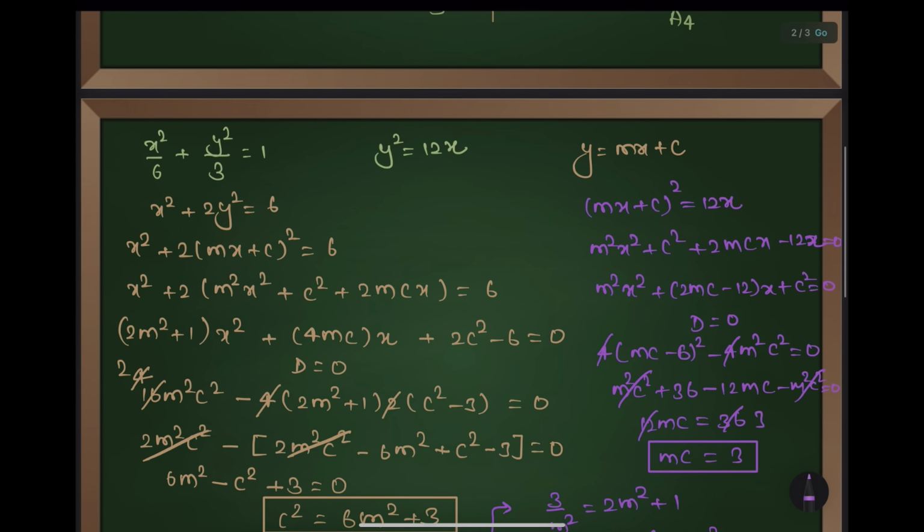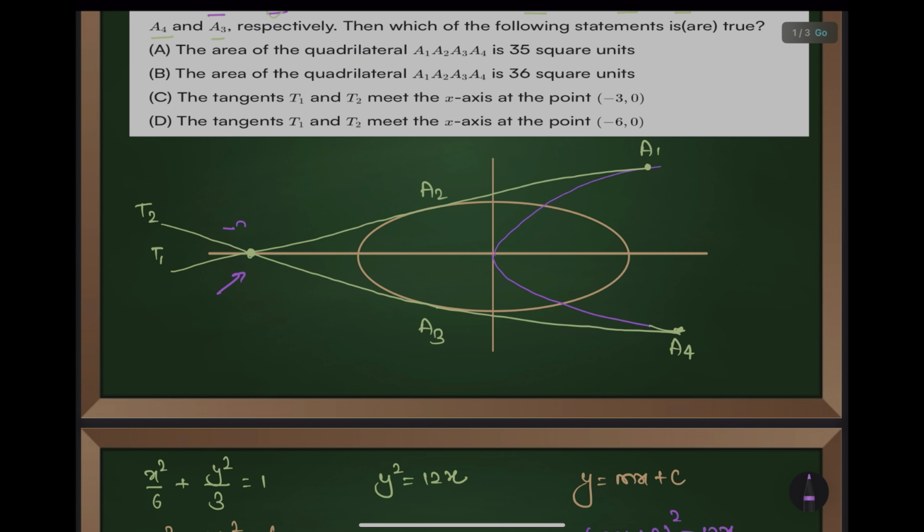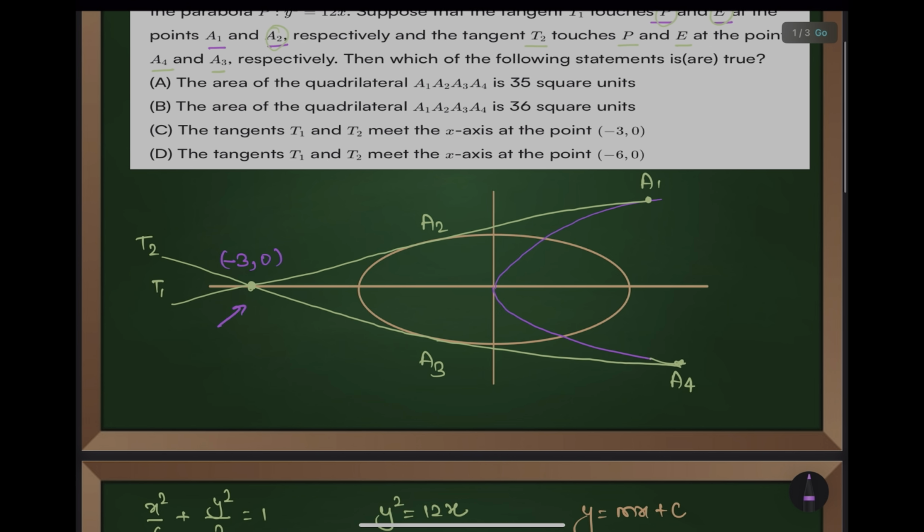So if x is minus 3, y will be 0. So the point of intersection is what? Minus 3 comma 0. And it is in option C. So option C is correct. I hope till this part you are okay. Now we will try to find out A1. If we find A1, we will find A4 as well, because these points are symmetric, because parabola and ellipse both are symmetric. So if you find A1, you can find A4. If you find A2, you can find A3.